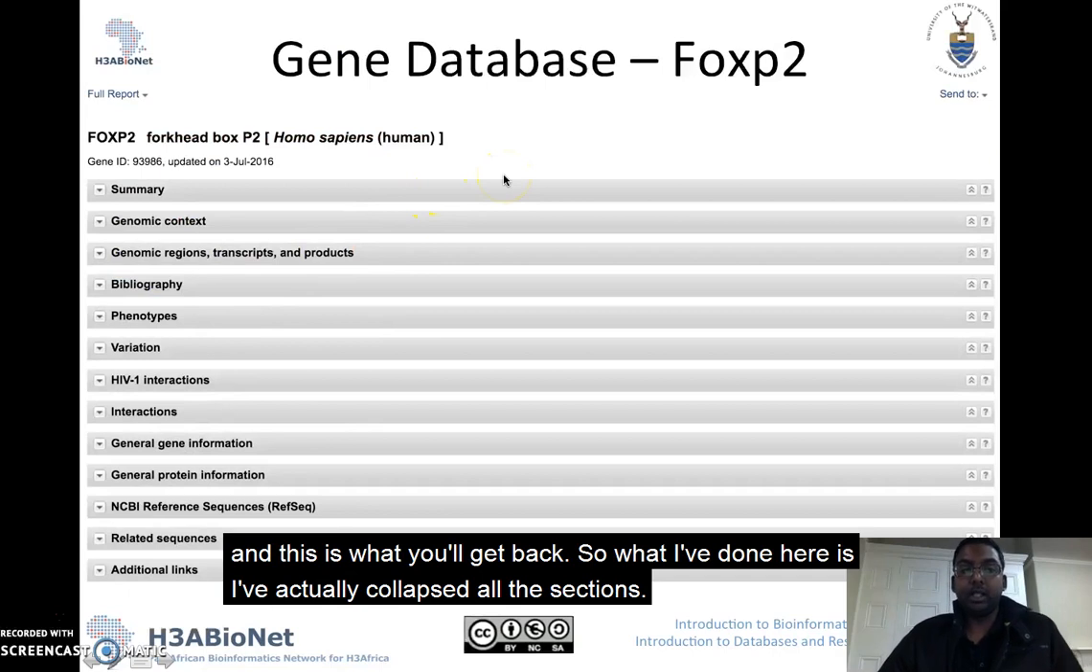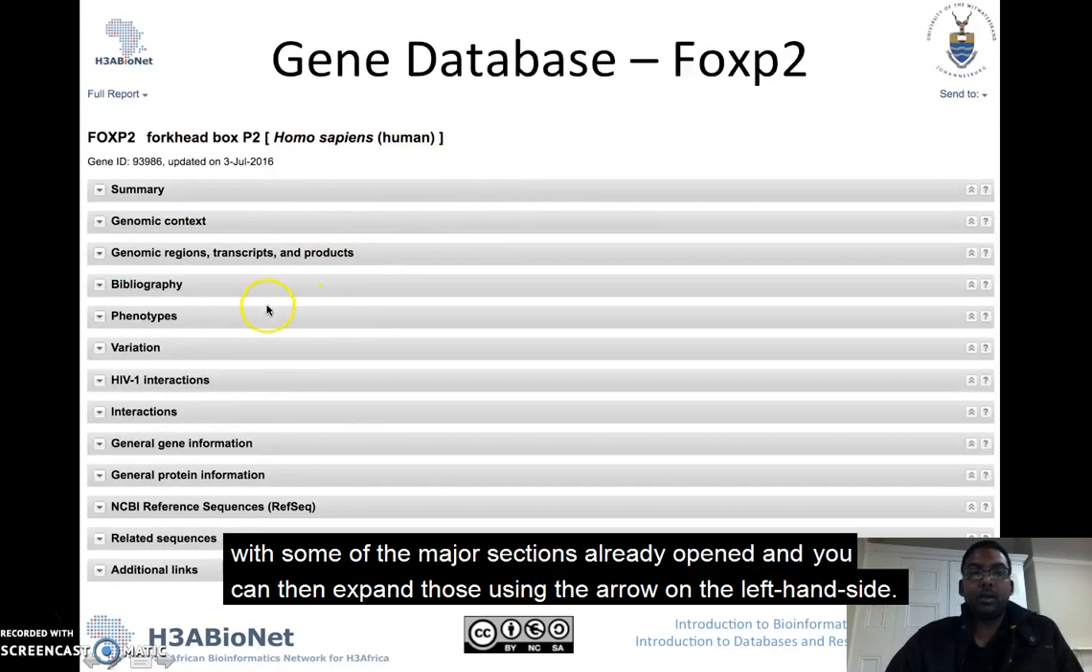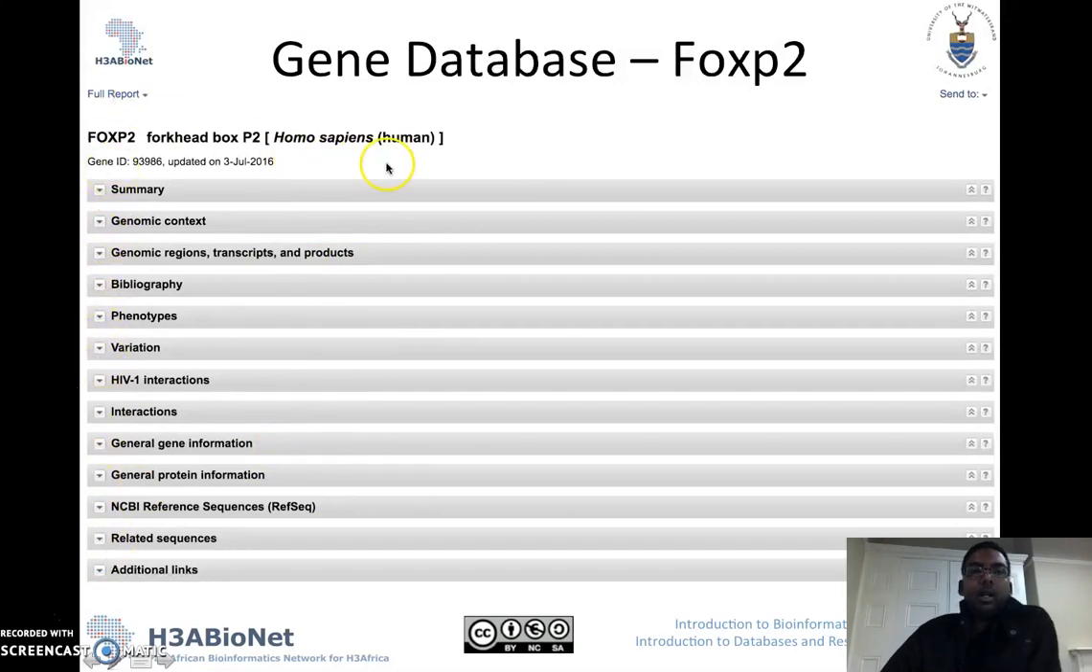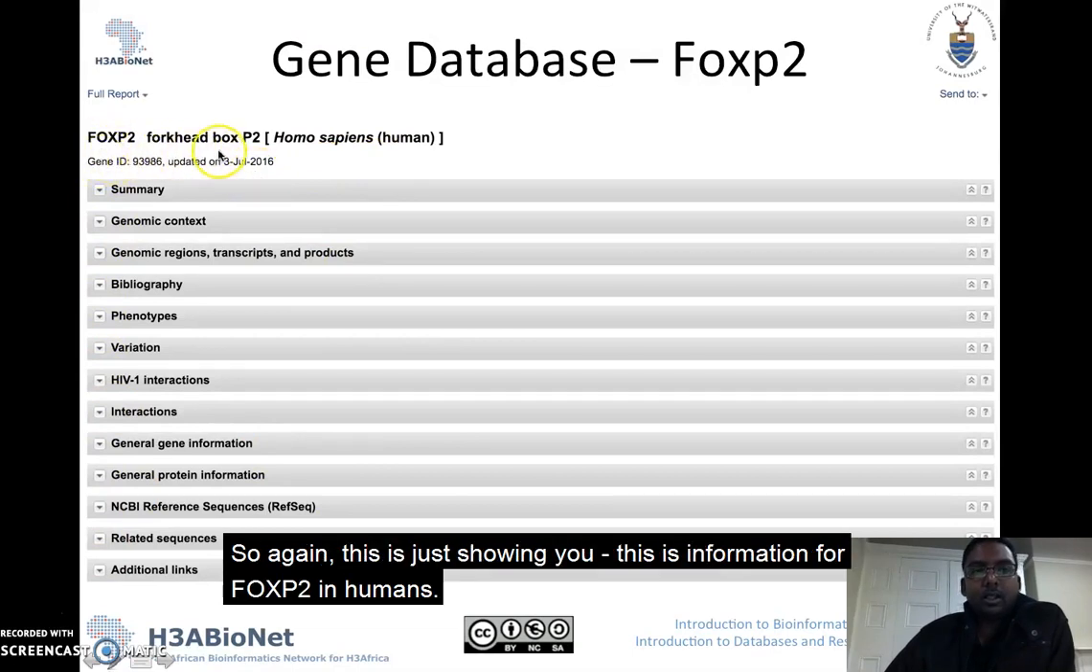So what I've done here is collapse all the sections. When you actually click on it, it might open up with some of the major sections already opened, and you can then expand those using the arrow on the left-hand side. But essentially, I just want to give you an overview of the type of information that you can get back. So again, this is information for FOXP2 in humans.